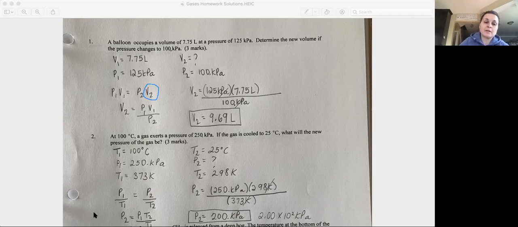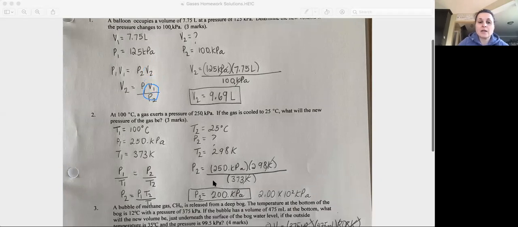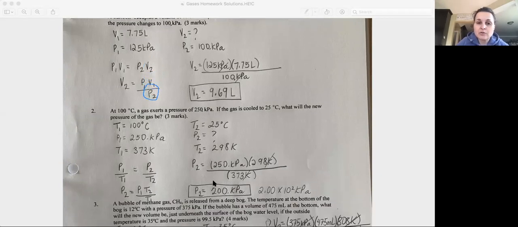Great, so now my next question. At 100 degrees Celsius, a gas exerts a pressure of 250 kPa, again, all three significant figures. If the gas is cooled to 25 degrees Celsius, what will the new pressure of the gas be? All right, so here I have my initial temperature, T1 is 100 degrees Celsius. My initial pressure, P1, is 250 kPa, okay?